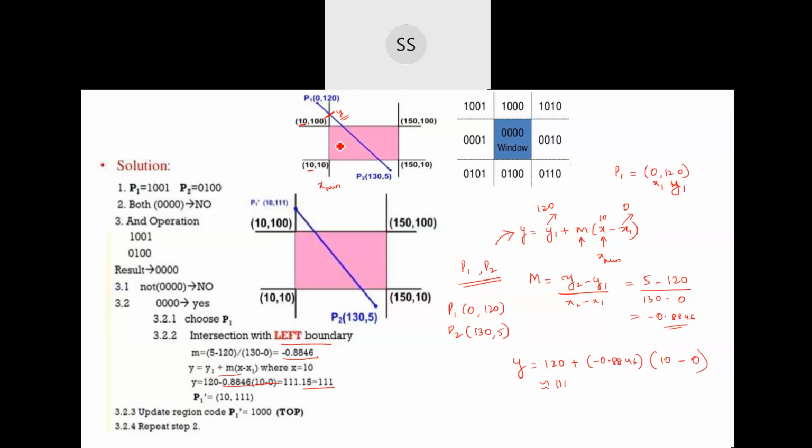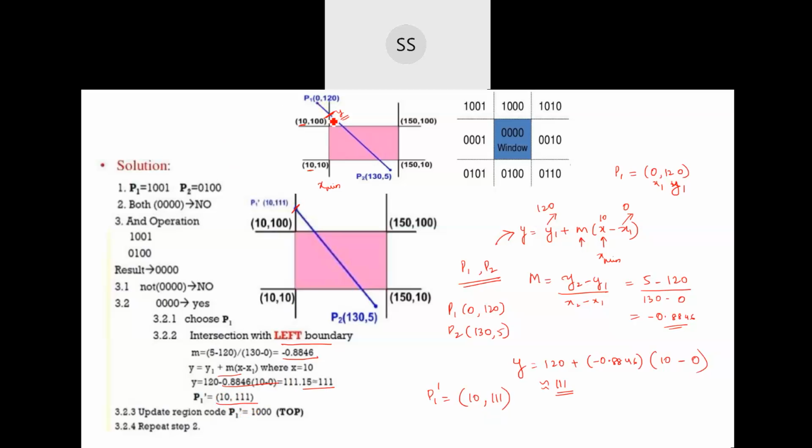So what is the intersection point here, children? P1 dash is said to be x in the value x min, which is going to be 10. And what is the y value? Y value is said to be 111. So I have got my P1 dash. I have got the value as P1 dash.